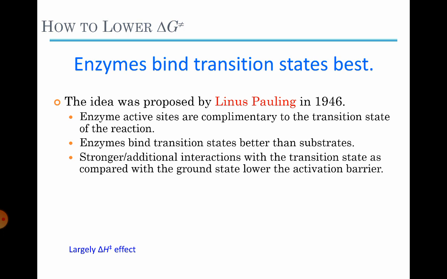Enzymes bind transition states best. The idea was proposed by Linus Pauling in 1946. Enzyme active sites are complementary to the transition state of the reaction. Enzymes bind transition states better than substrates. Stronger or additional interactions with the transition state as compared with the ground state lower the activation barrier.